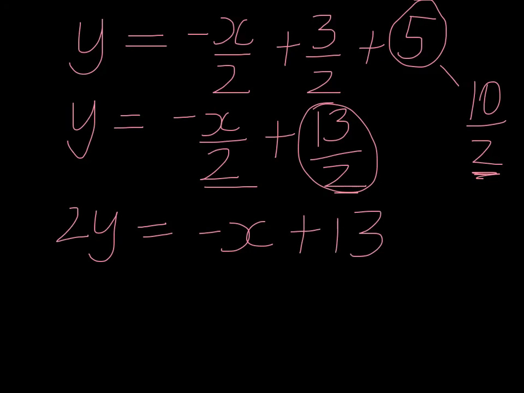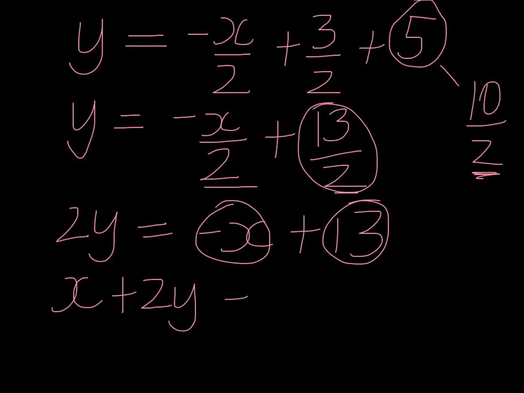Now we're not quite finished. We need to get everything onto the left hand side of the equation and set it to 0. So we're going to move the negative x and plus 13 over to the other side. So we're going to have x plus 2y minus 13 equals 0. And that's our equation that's perpendicular to the line we were given initially and passing through the point 3, 5. And then we're done.